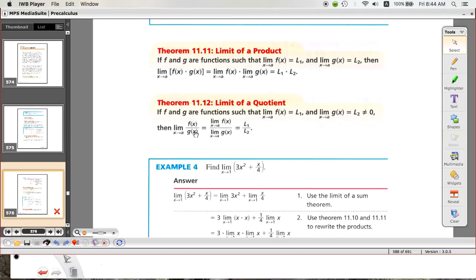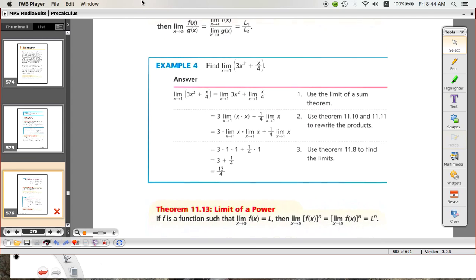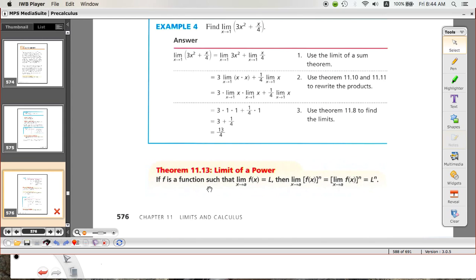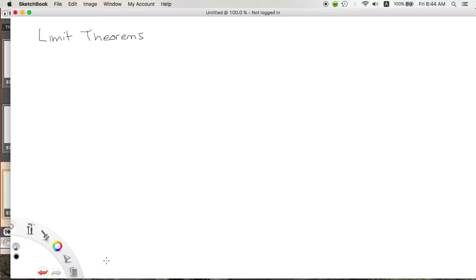So the limit of the quotient is the quotient of the limits. And then one we didn't have with sequences that we're going to also use is if you have the limit of a function raised to a power, then you can take the limit of the function and raise that limit to the power, and that's the same answer. It'll give you the same thing. So that's called the limit of a power. So look over all of those, pause the video, make sure you've got all those, and we'll try an example.